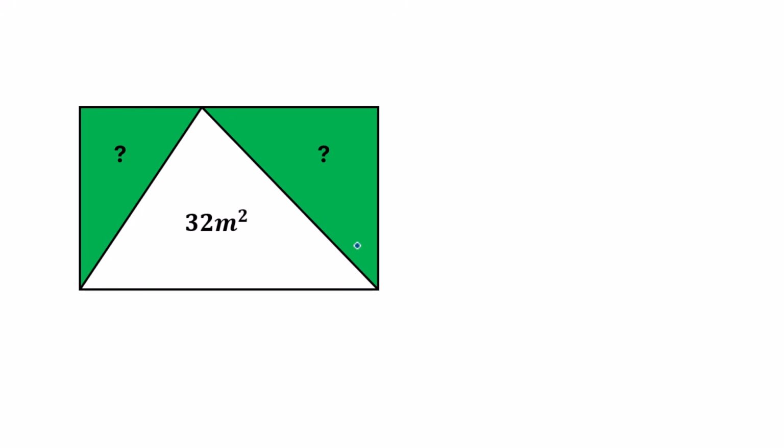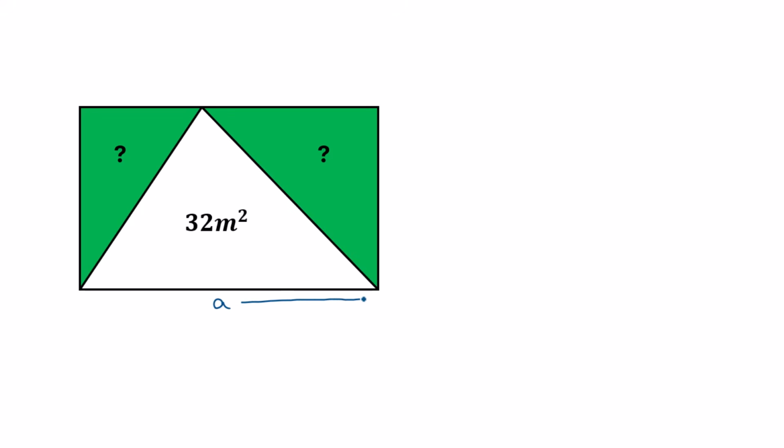We have a rectangle and there is a triangle inside it. The area of this white triangle is 32 square meters, and we have to find the total area of these two triangles. At first, consider the length of this rectangle as A.